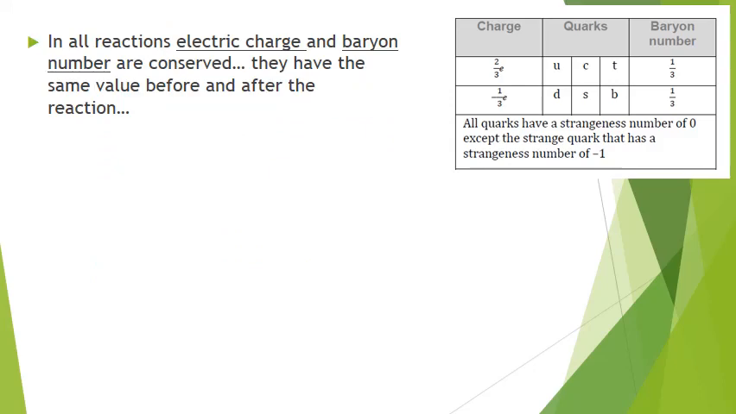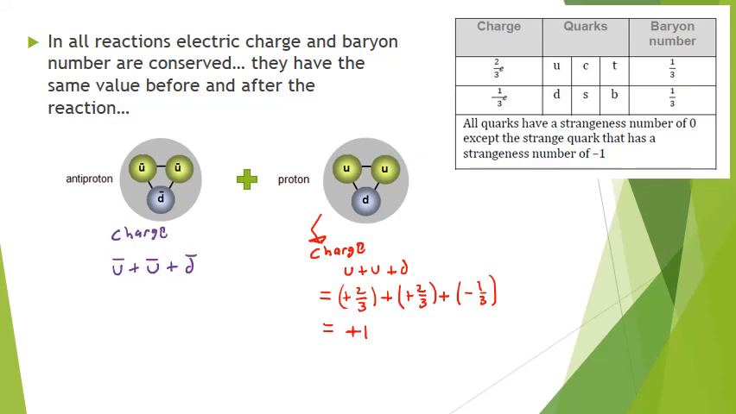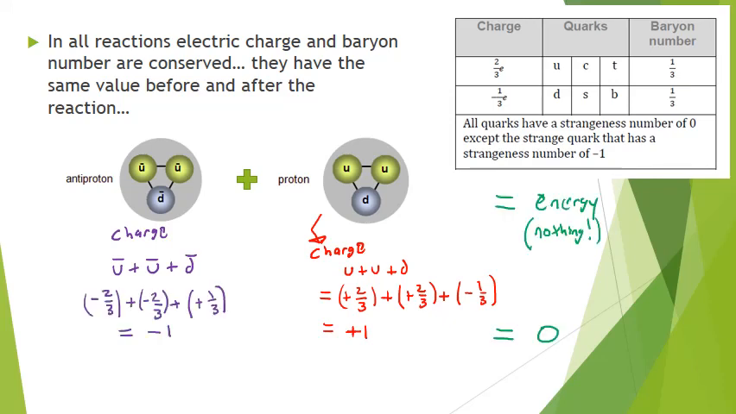The nice thing is that in all reactions or decays, the electric charge and the baryon number are conserved. So not only is electric charge conserved, but the baryon number too. For instance, if we brought together an antiproton plus a proton, we know the charge of a proton is +1. We already did that. The charge of an antiproton is -1. So if we bring those together, we end up with a charge of 0, which means that they annihilate each other. And what happens there is that mass turns into energy.